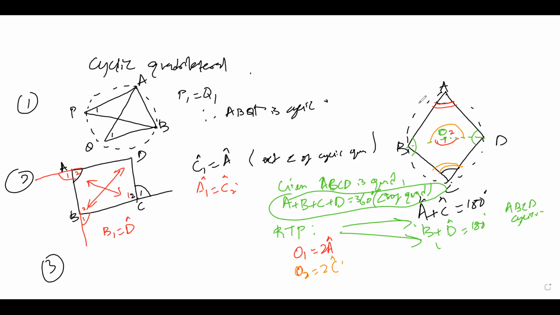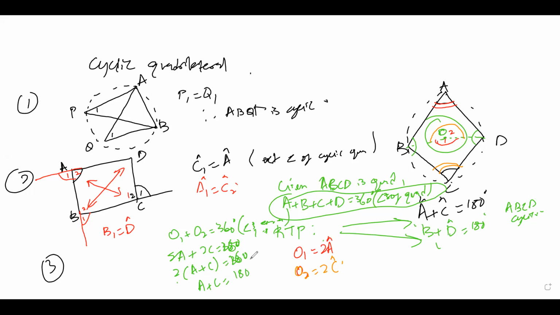But if you look at angles O1 and O2, those are angles around a point. So O1 plus O2 is 360 degrees, angles around a point. But what is O1? O1 we said is 2A, O2 we said is 2C. So 2A plus 2C is 360. We take out the 2, so A plus C, and divide both sides by 2, then I get 180 degrees. You see, now I've proven the first one.